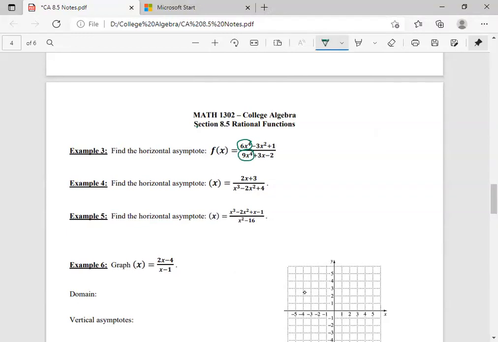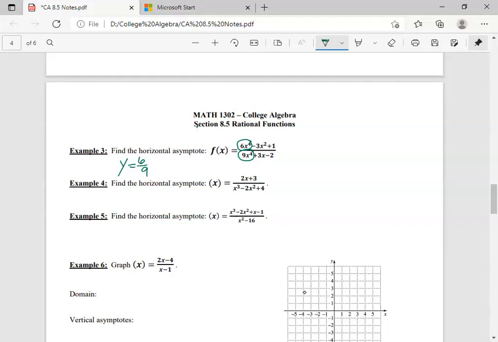So is this degree the same, top heavy or bottom heavy? It's the same. And if it's the same, then it does have a horizontal asymptote. And it is going to be whatever your leading coefficients are. So it would be 6 over 9.